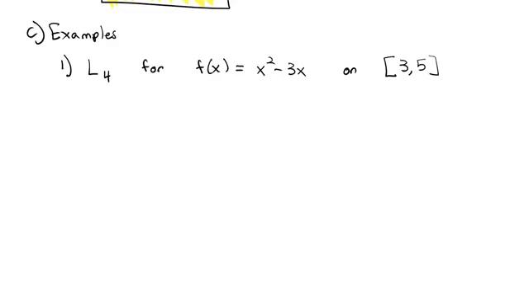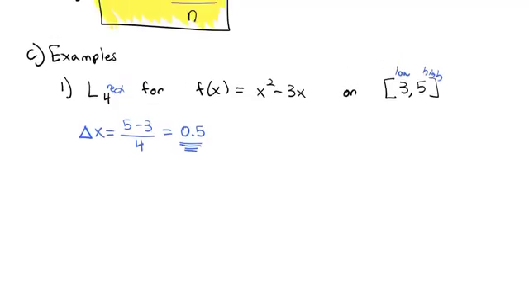First thing we need to know is how big is our delta x going to be? How wide is each rectangle going to be? This is where we use that delta x formula, where we take the high number minus the low number and divide by the number of rectangles that we want. So 5 minus 3 divided by the 4 rectangles. And let's go ahead and do this as a decimal. Delta x is 0.5.